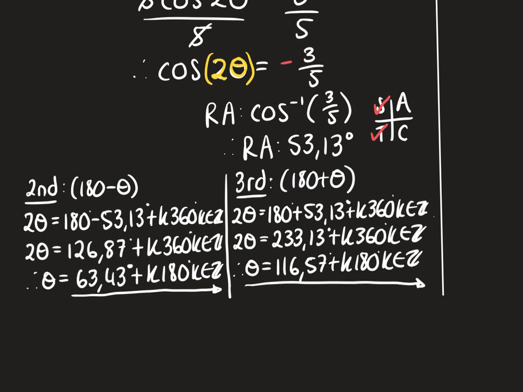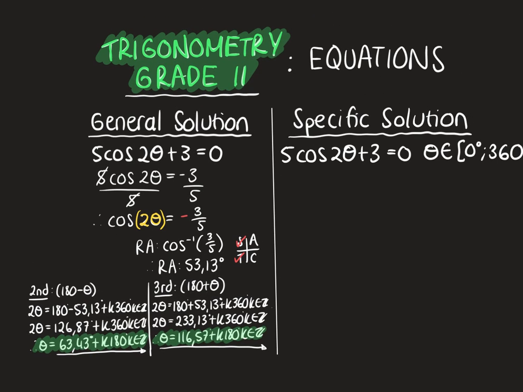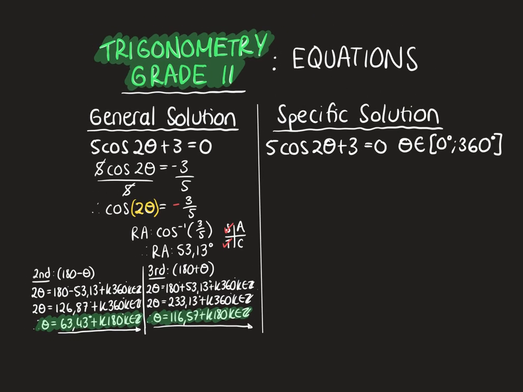And those are my 2 answers, guys. When they ask you for the general solution, you only need to give me the equations or the general solutions of where cos of 2 theta is equal to minus 3 over 5. Okay, so let's just look at it as a whole here quickly. General solution, we would have stopped there. Now, specific solution is actually exactly the same as general solution, just with an extra step added.